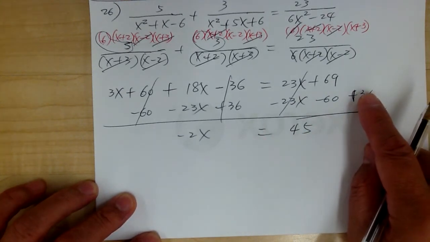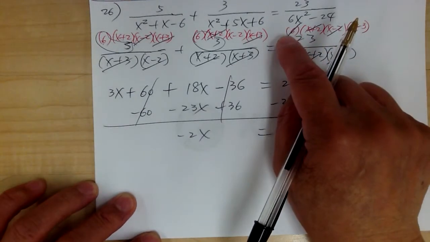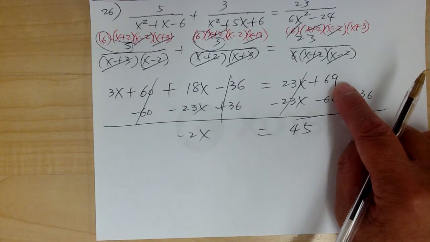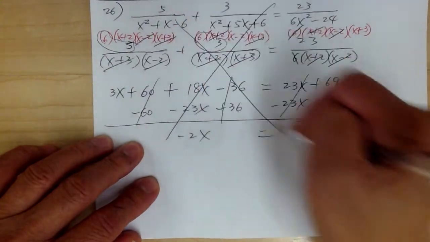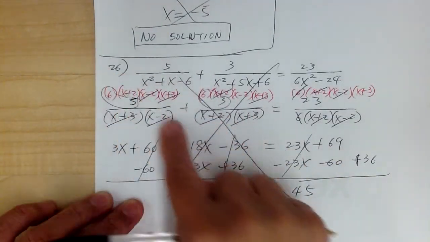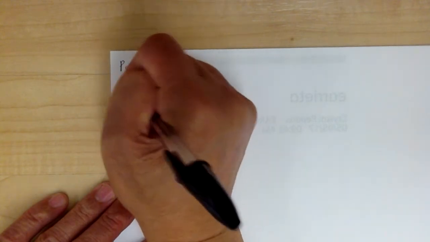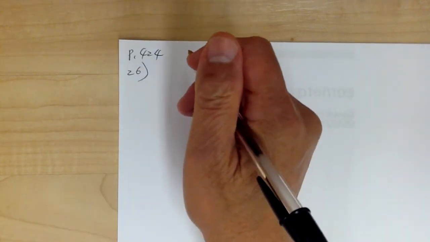Double check. Not good. Okay, I did the wrong problem. I mixed the problems together. I mixed 25 and 26 together. So let's go and redo this one. So again, it's very easy to make mistakes.